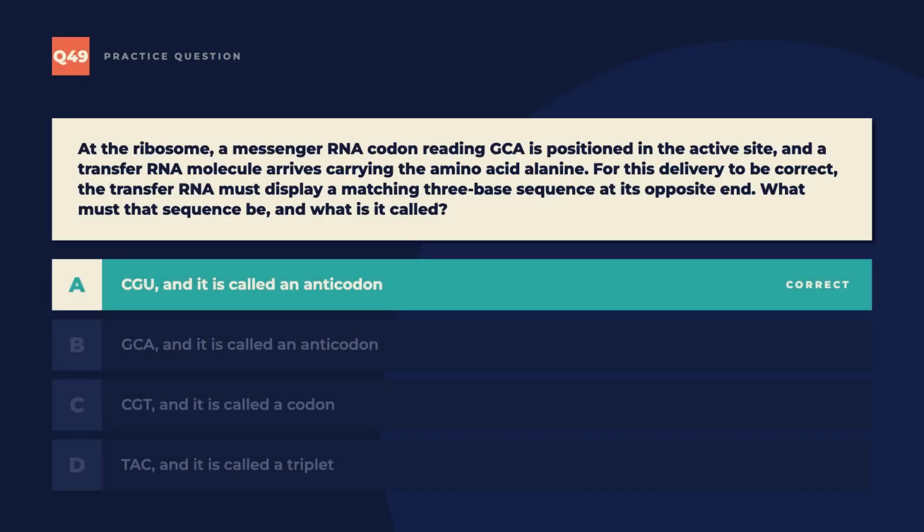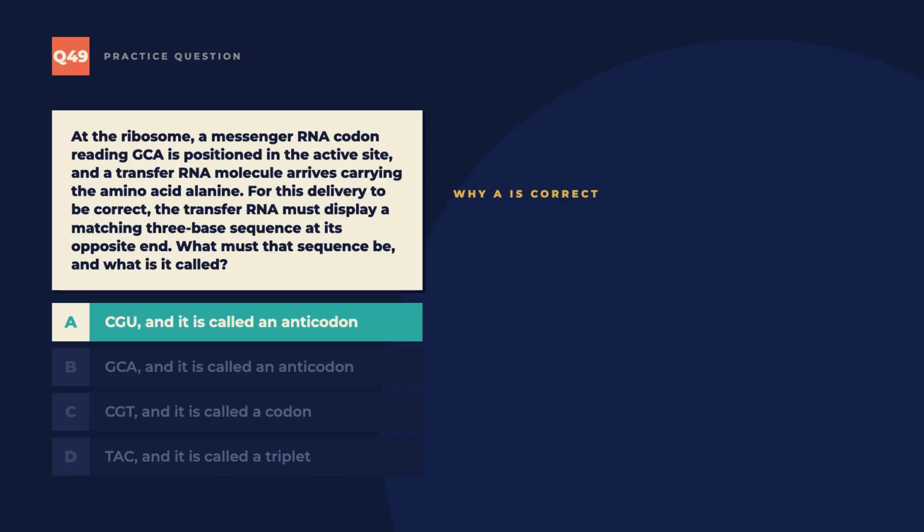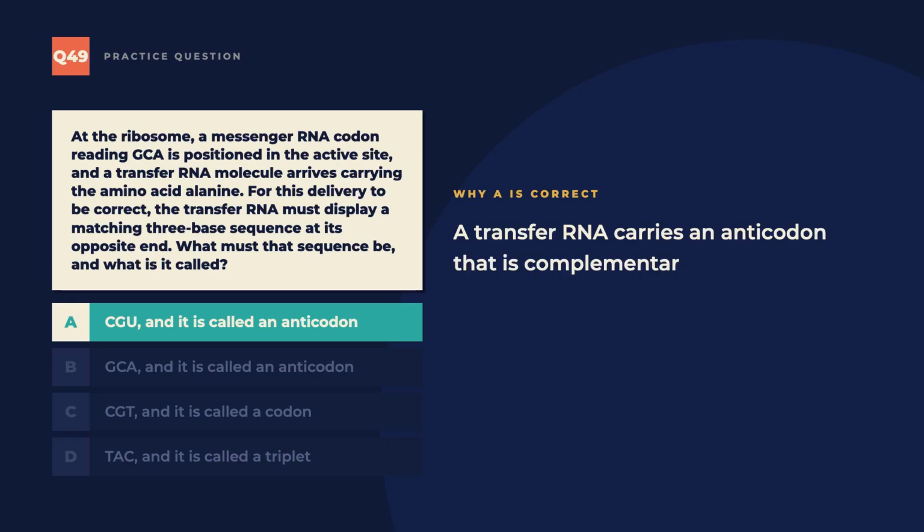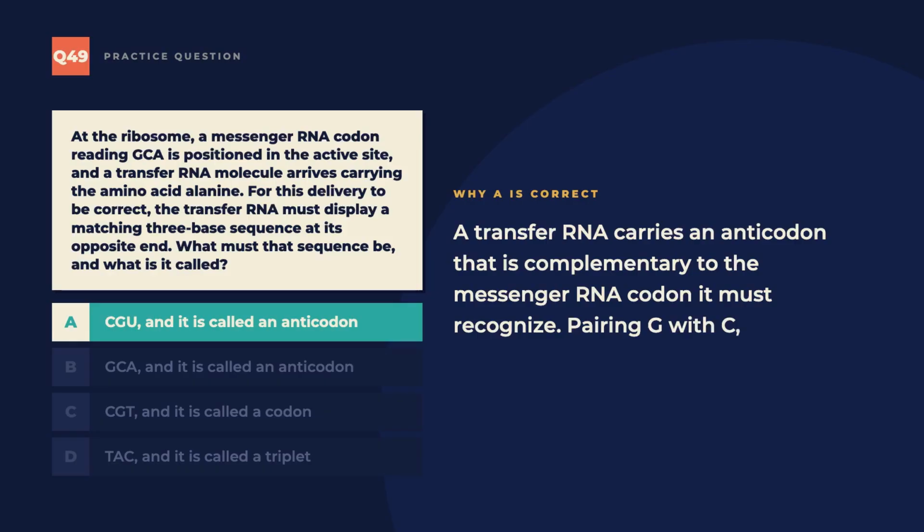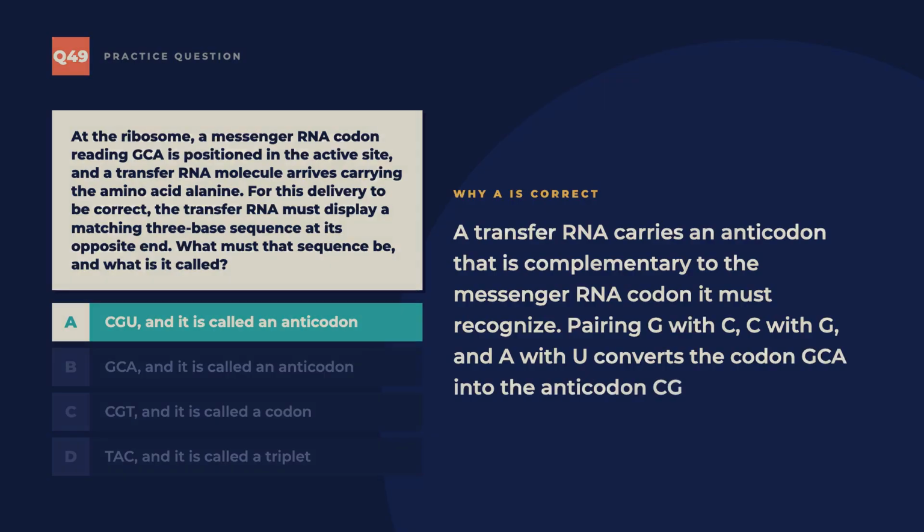The correct answer is A. CGU, and it is called an anticodon. A is correct because a transfer RNA carries an anticodon that is complementary to the messenger RNA codon it must recognize. Pairing G with C, C with G, and A with U converts the codon GCA into the anticodon CGU.